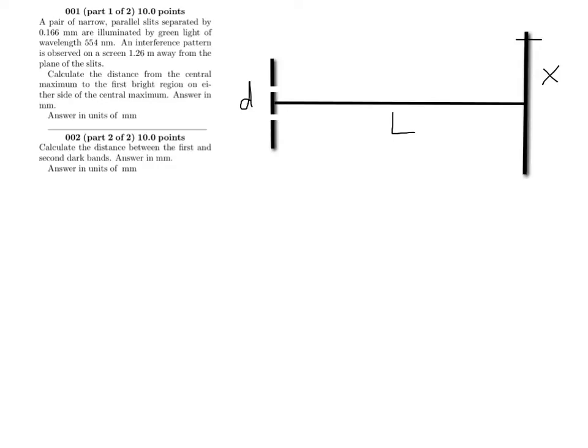So what we have here is the parallel slits are separated by a distance of 0.166 millimeters. Be careful about units. So I'm going to write D equals 0.166, and instead of writing millimeters, I'm going to write times 10 to the minus 3 meters. That way I'm going to put everything in meters and I'll be happy with what I've got the whole way through.